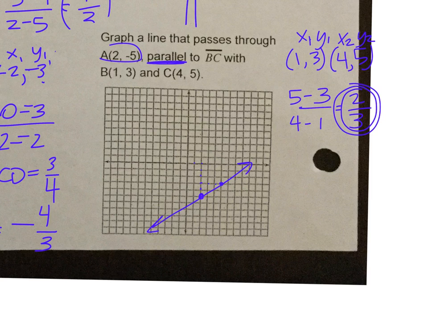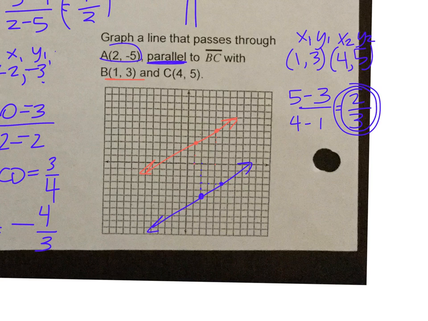Let's draw that old line on there and make sure we did it right. So 1, 3. 1, 1, 2, 3. And 4. 1, 2, 3, 4, 5. Oh, yay, they're parallel.